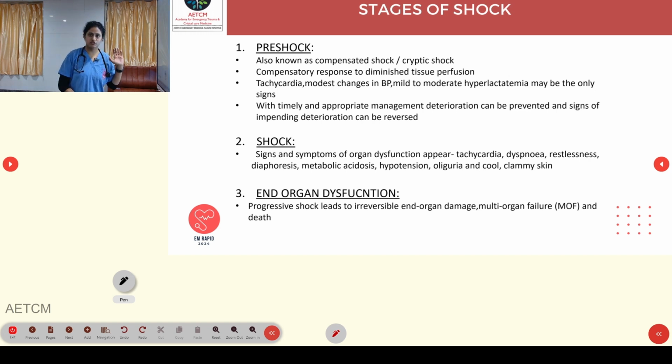Then coming to the stage of shock, there will be signs and symptoms of organ dysfunction: tachycardia, dyspnea, restlessness, diaphoresis, metabolic acidosis, hypotension, oliguria and cool clammy skin. Then the third stage is end organ dysfunction, that is the progressive shock. From pre-shock it may progress to shock and then to end organ dysfunction. Progressive shock leads to irreversible end organ damage, multi-organ failure and death.